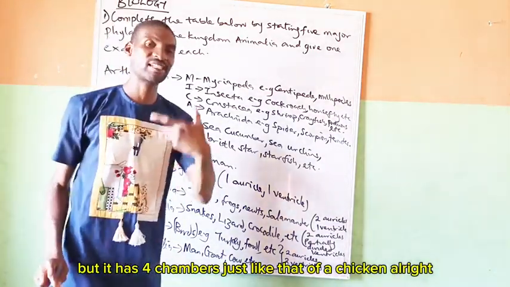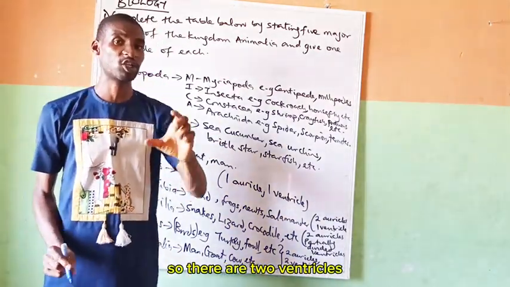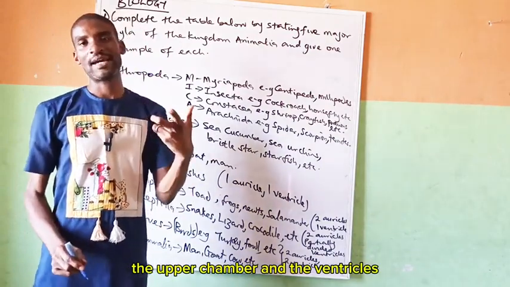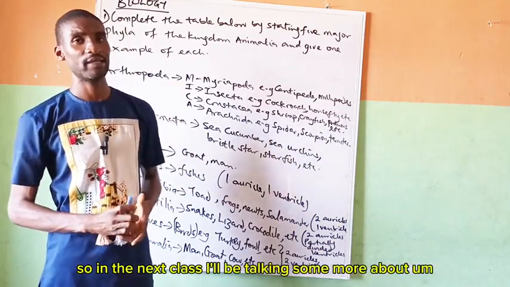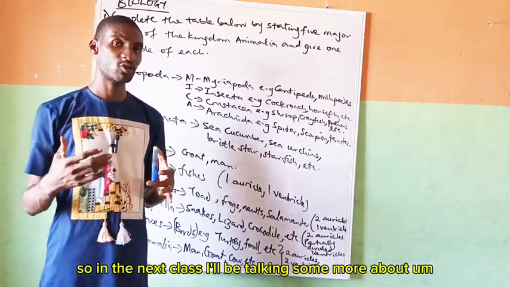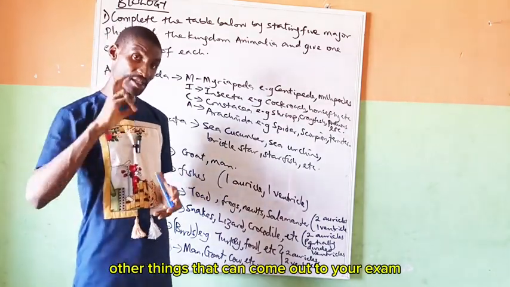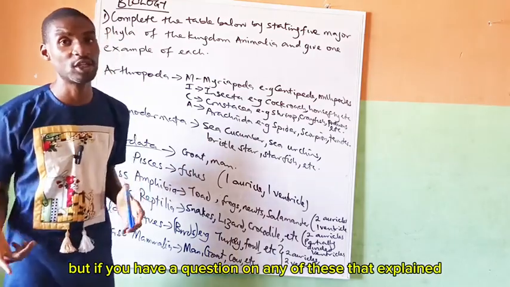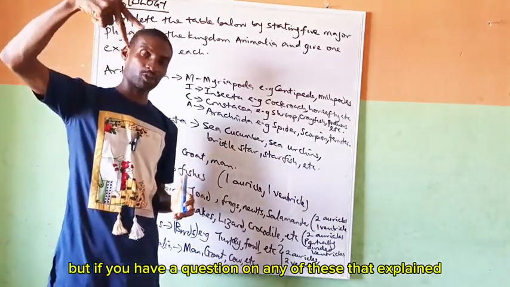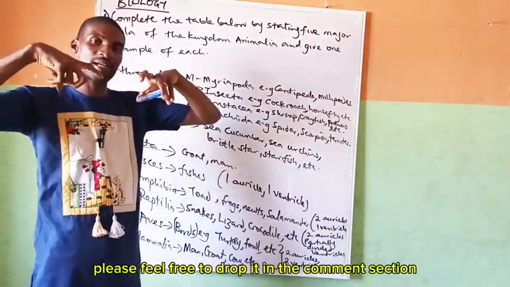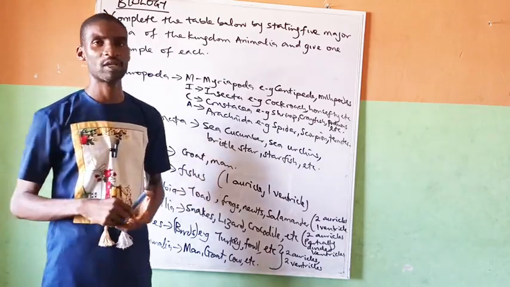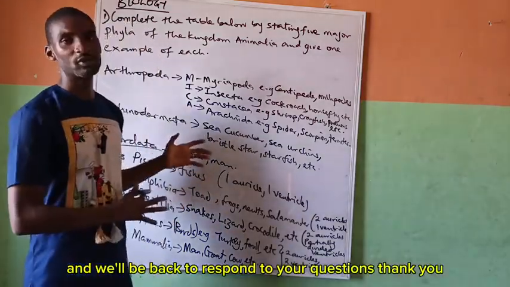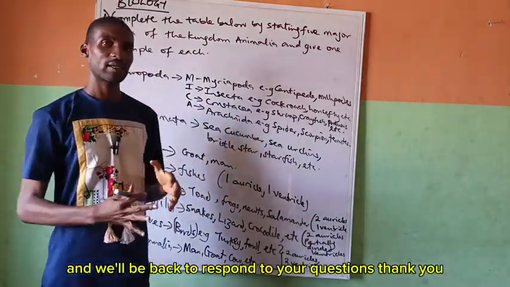So that means if you've seen the heart of a fowl, of a chicken, the way it is, that is an example of how the heart of a human looks like. The only difference is that the heart of a human is more complex, but it has four chambers just like that of a chicken. All right, so the upper chambers are the auricles and the lower chambers are the ventricles.